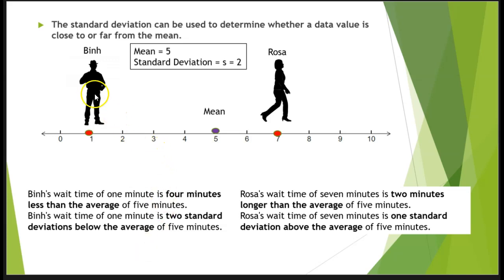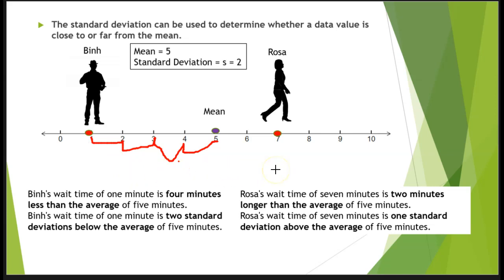So let's take a look at Ben first. Ben's wait time is 1 minute, which is 4 minutes less than the average of 5 minutes. Ben's wait time of 1 minute is 2 standard deviations below the average of 5 minutes. And we find this because we know the standard deviation is 2 minutes, so that is 1 standard deviation. And there are 2 more minutes, which makes 2 standard deviations.